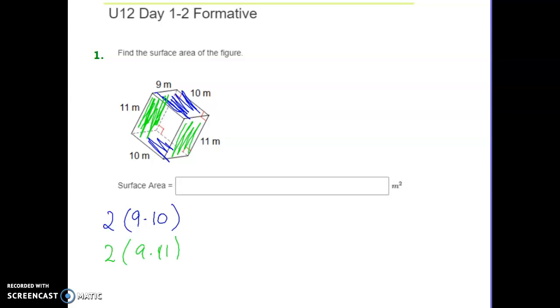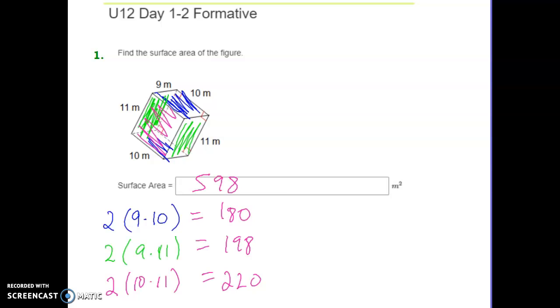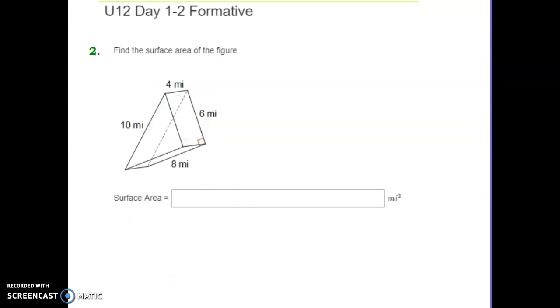And then the last one is the front and the back, and that area of that rectangle is length times width, 10 times 11, and there are 2 of those as well. So then you add up each of the areas separately and then add them together, and you get 598 inches squared. That's one way to do the problem.